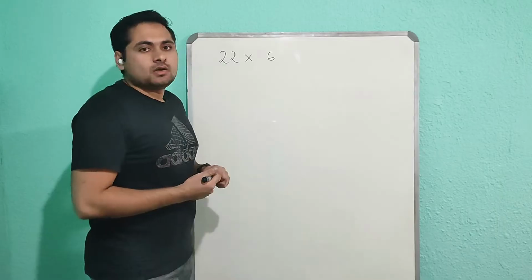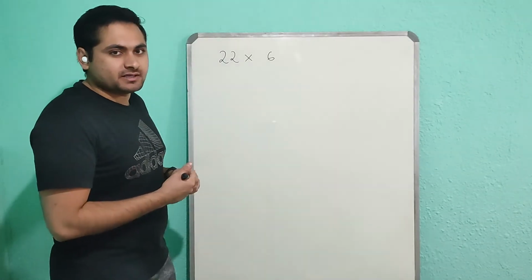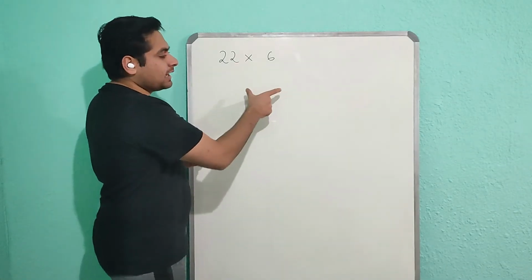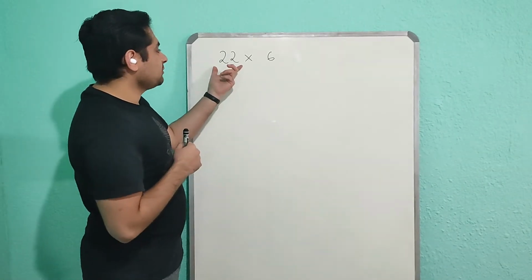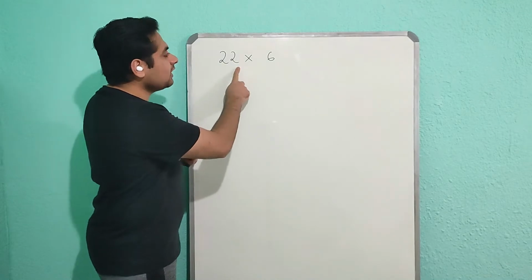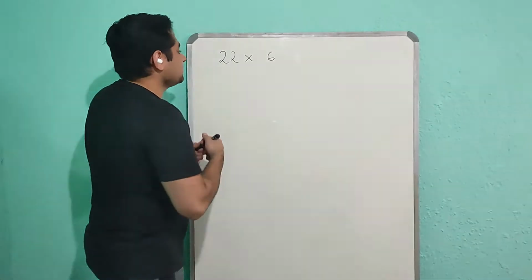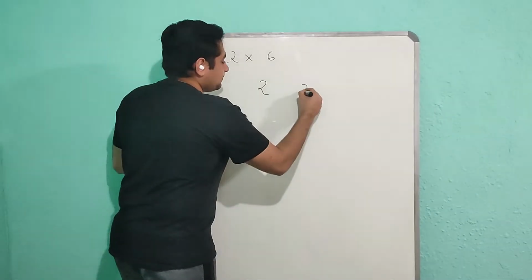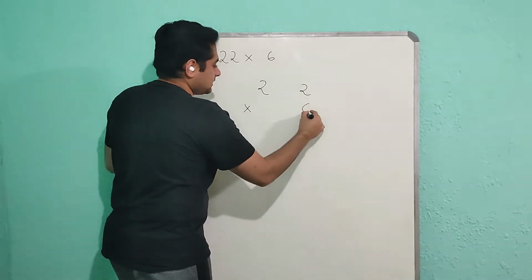So let's begin. So here we got 22 times 6. We need to take a bigger number and write it on top. So we know that 22 is a bigger number. Why? Because we got 2 digits here and here we only got 1 digit, correct? So we go and write 22 times 6.